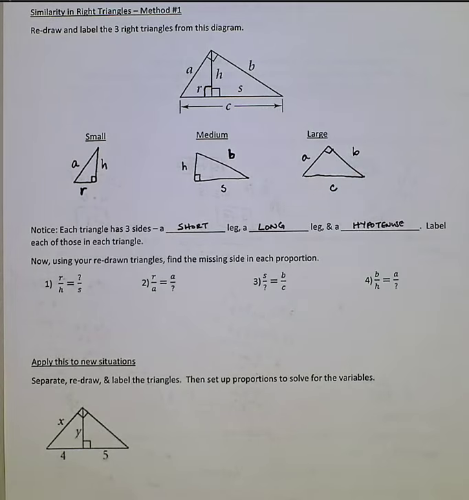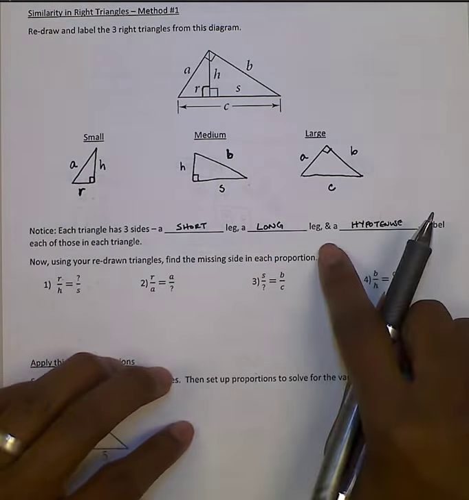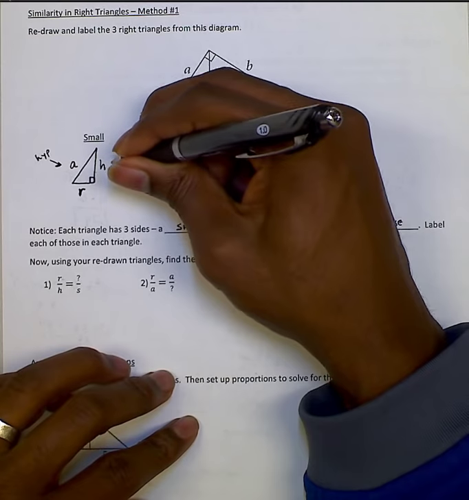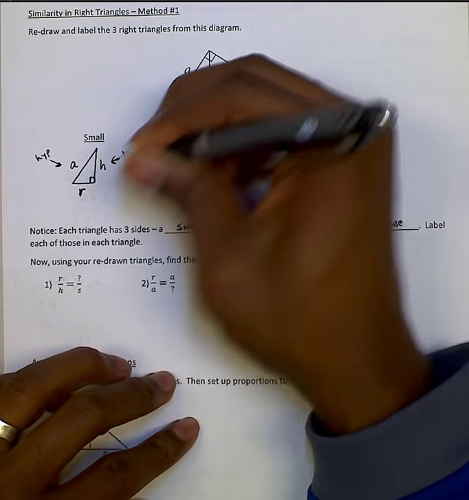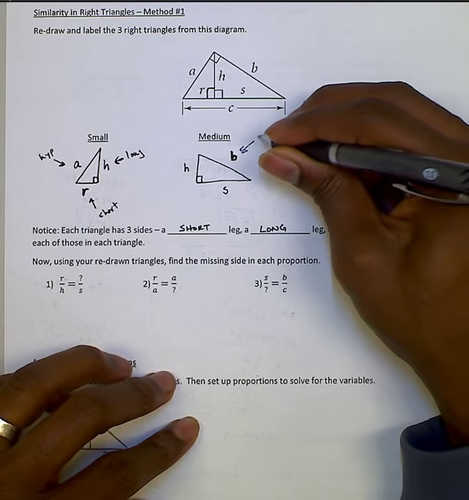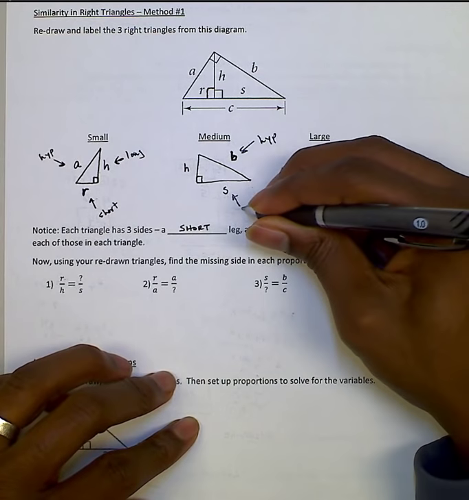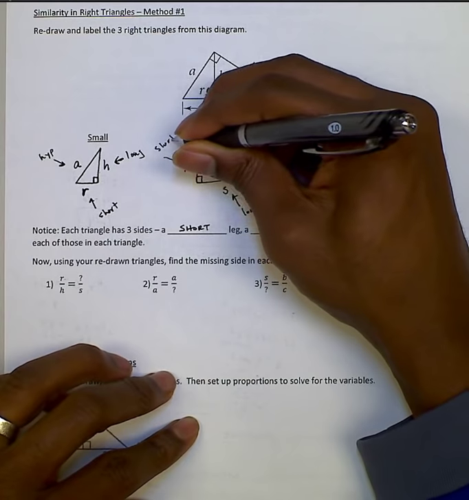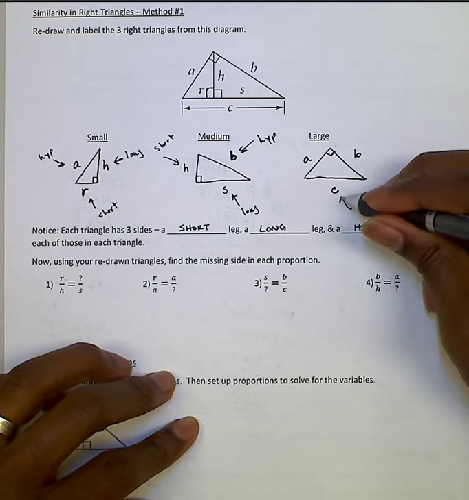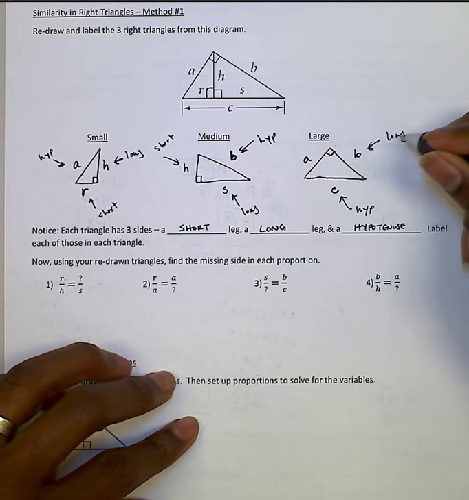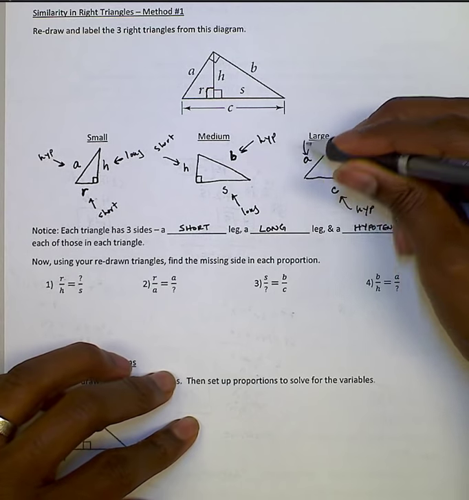And so we're going to make sure that we label all of these: hypotenuse, long, short. Hypotenuse, long, short. Hypotenuse, long, short. So we've already kind of talked about these a little bit.